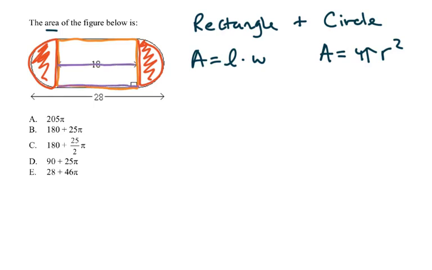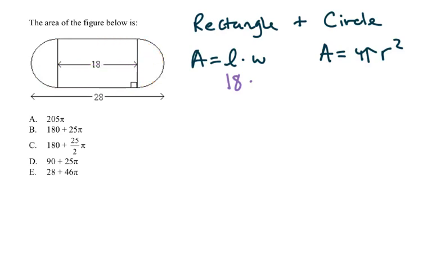So for our rectangle here, we know that the length is 18. That would be this part. So I can plug in 18 for length times width. So this is interesting. We need this part right here, but we don't know it. I'm going to erase this for a second so that we can try to figure this out. The only two numbers I've been given are this and this. So I know that from here all the way to here is 28, and then that middle part is 18.